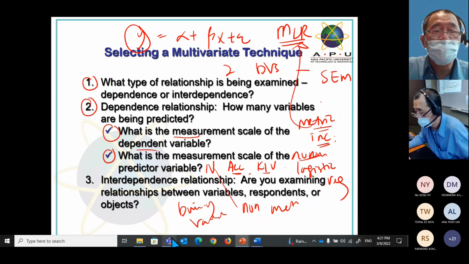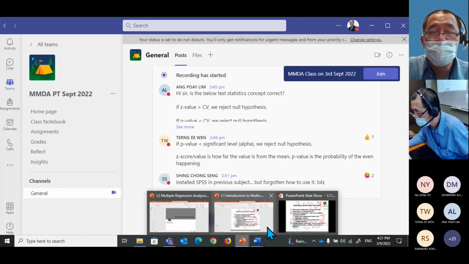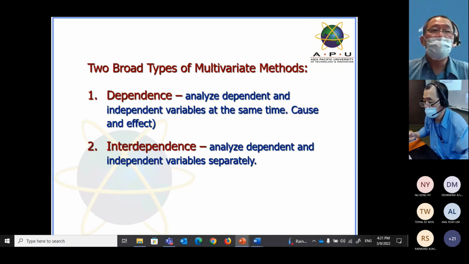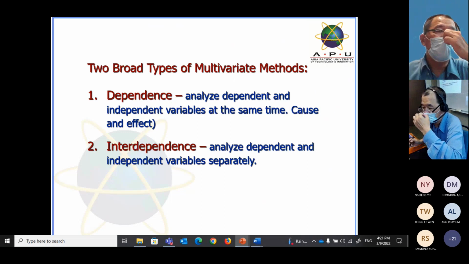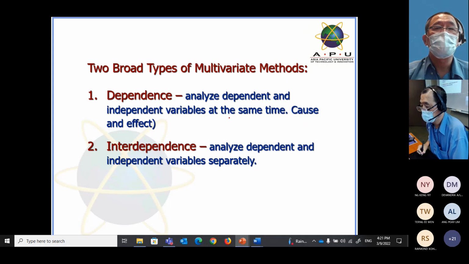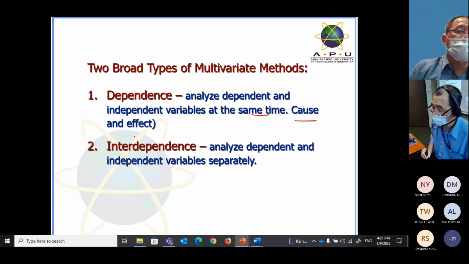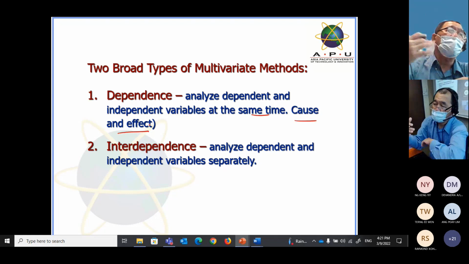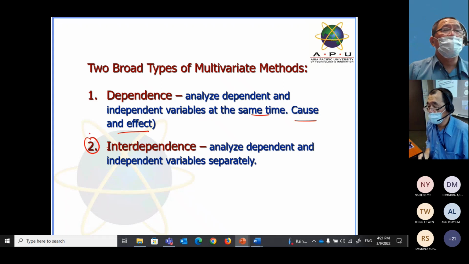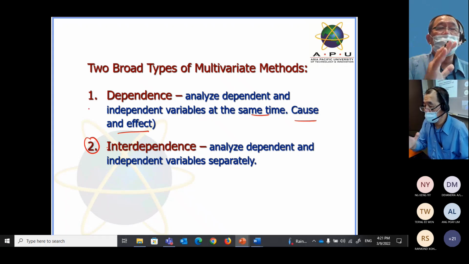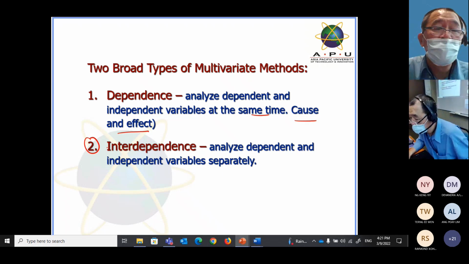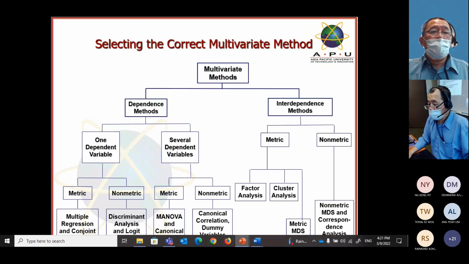Okay. So next we see. We got two broad types of multivariate method. Dependence: we analyze the dependent and the independent variables at the same time, cause and effect. So you must define very clearly what is your dependent, what is your independent. But for this one, no need. You no need to distinguish these two. They are at the same level.